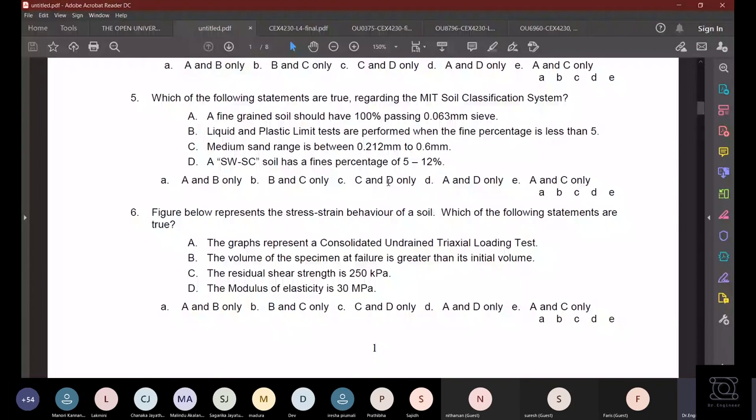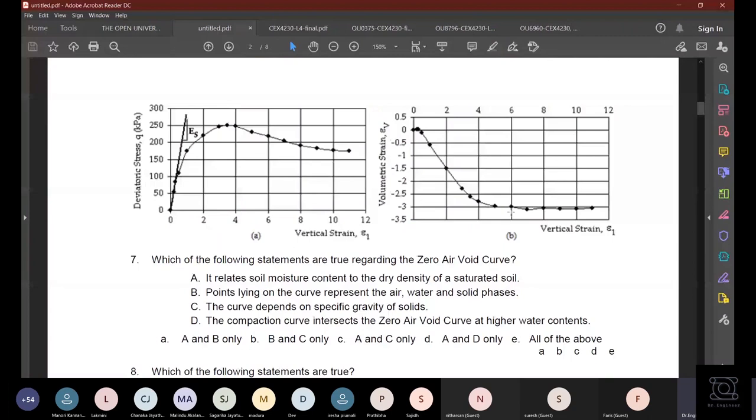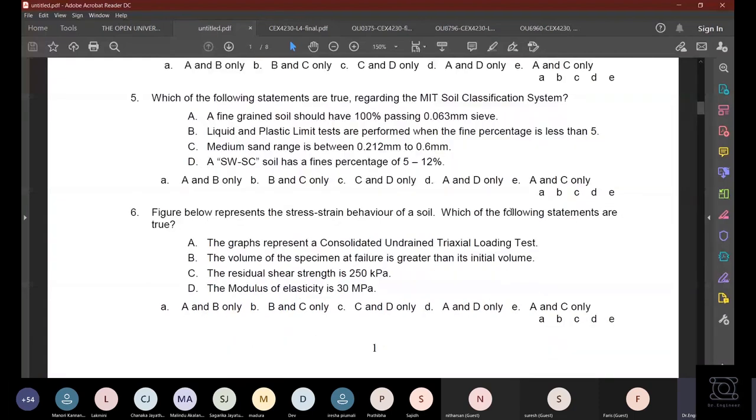The statement B says the volume of the specimen at failure is greater than its initial volume. If you see this volumetric strain, the volume has reduced. It has started from 0 and it has gone to -3. So in that case, the volume has reduced, but they are saying it is greater. So statement B is also wrong.